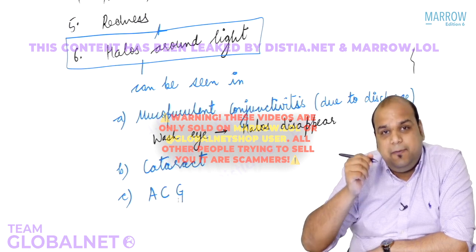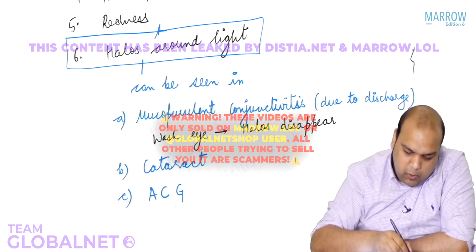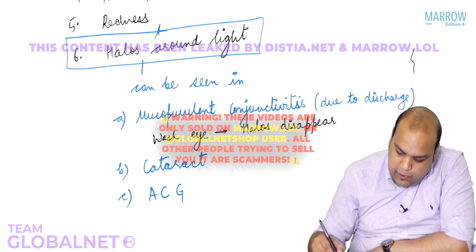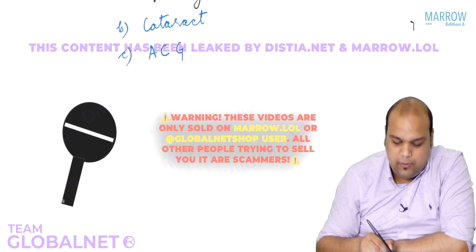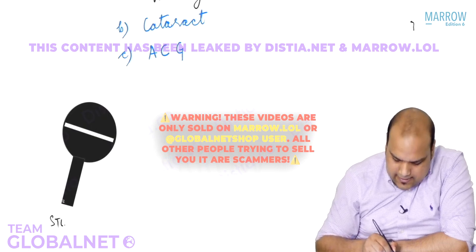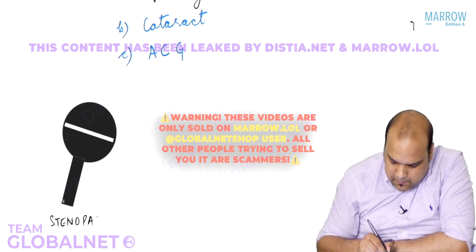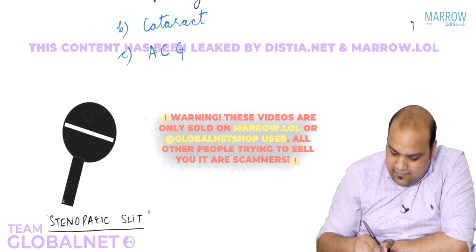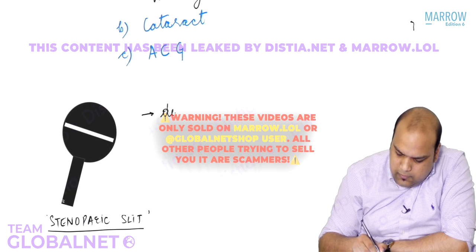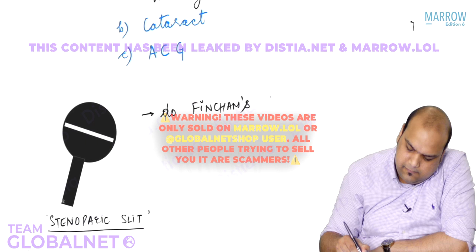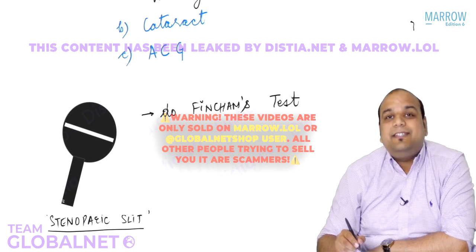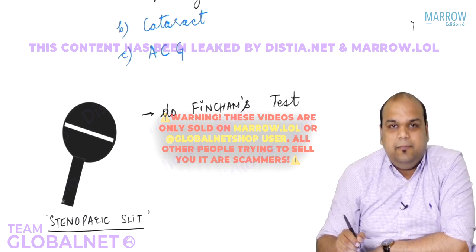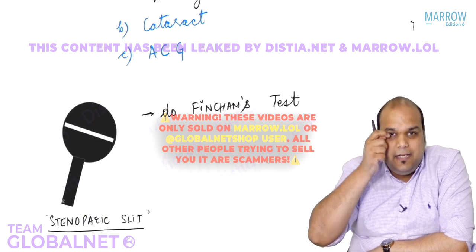To differentiate between cataract and angle closure glaucoma, everybody, we use this instrument. What is this instrument called as? This instrument is called as stenopeic slit. Stenopeic slit. With this instrument, we do Fincham's test. We do Fincham's test. Okay? We keep this stenopeic slit in front of our eye.